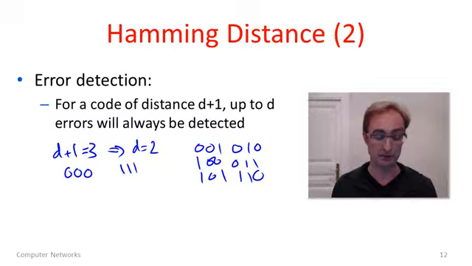Of course, if I make 3-bit flips, I can change one of these valid code words into another valid code word, and I won't be able to detect that. But with only 2-bit flips, I will.